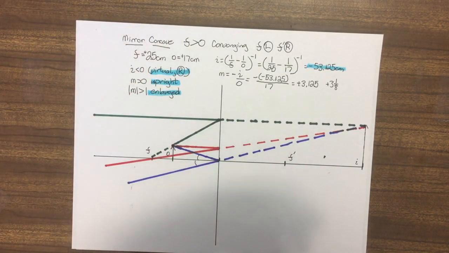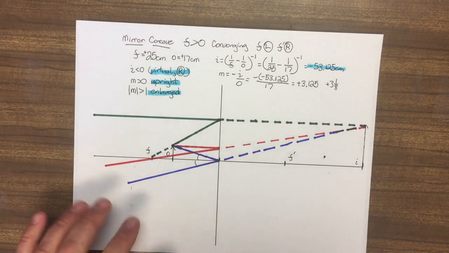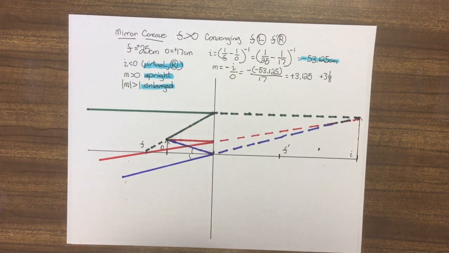So concave mirror, we just randomly threw out numbers, and that's how we do it. I'll do more later. Thank you.